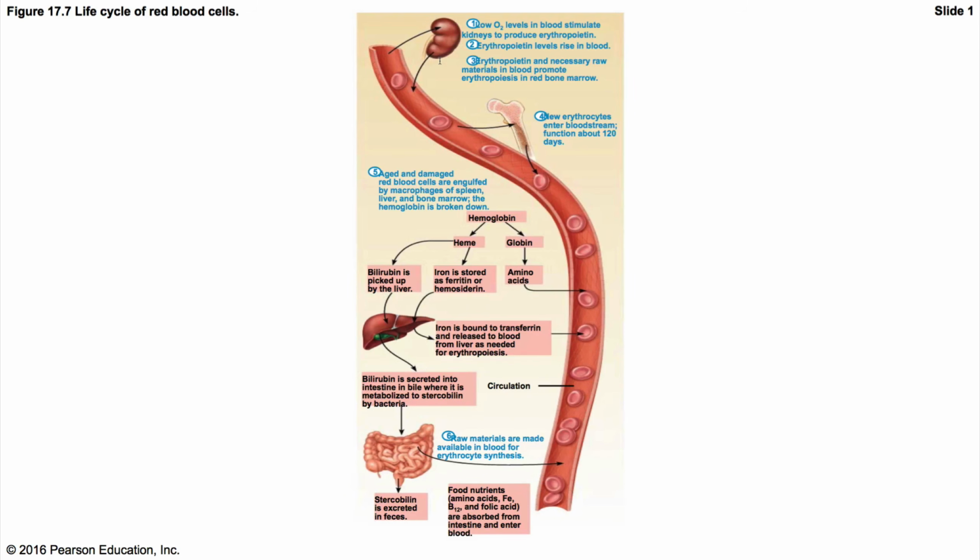It's the urobilin. And again, over here it says food nutrients: amino acids, iron, your B vitamins, vitamin B12, and folic acid. They end up getting absorbed in the intestines. They end up getting into circulation. And again, they're going to go to where they're needed for the production of red blood cells.